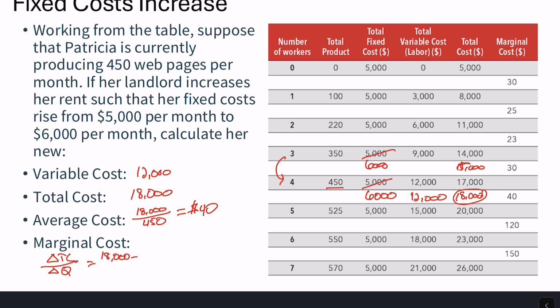All right. And so we want to do 18,000 minus 15,000 over the change in output from 350 to 450. That's just 100 units. Put that into your calculator and you'll get 3,000 divided by 100 to get $30. And notice that didn't change. It's still $30. It was $30 before. It's $30 now after this increase in fixed cost. Remember, the key here is that fixed costs have nothing to do with marginal costs. Marginal costs only come from variable costs, right? So in this case, our marginal cost didn't change at all.